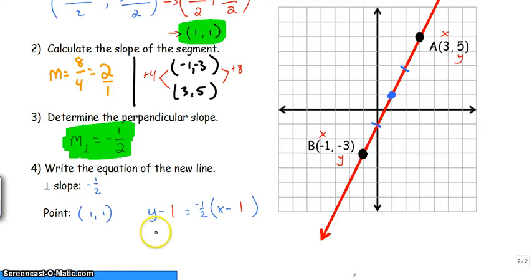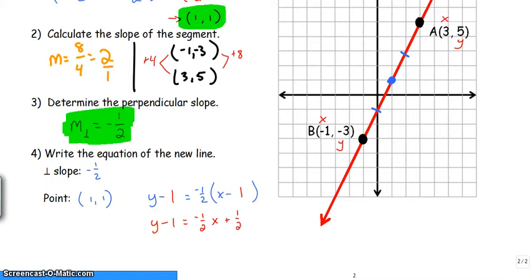I have to distribute. y minus 1 equals negative 1/2 x plus 1/2. Negative times a negative is a positive. And then I scroll to the end here. My last step will be to add 1 to both sides. And while I'm adding fractions here, negative 1/2 x, 1/2 plus 1 is 3/2. It's positive. You can do 3/2. You can do 1 1/2. You can do 1.5. Any of those would be fine. That's the equation of your line. That should be your answer.